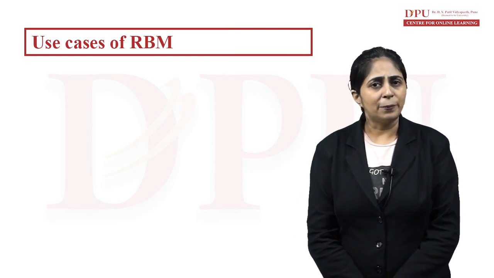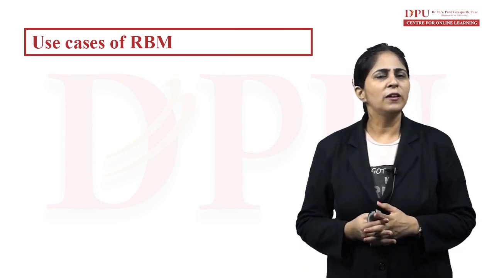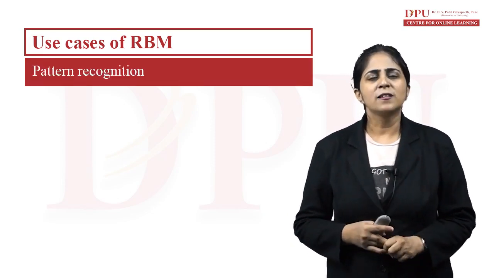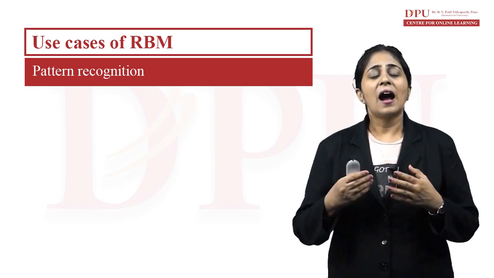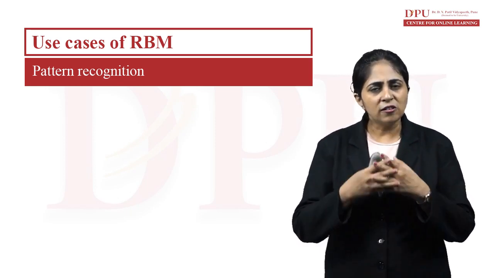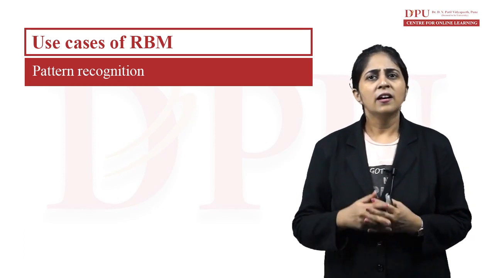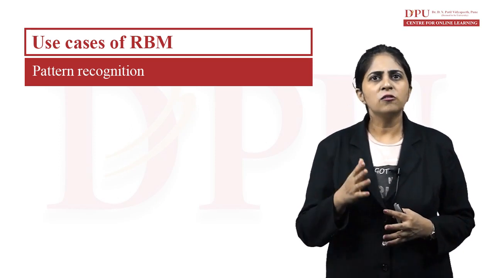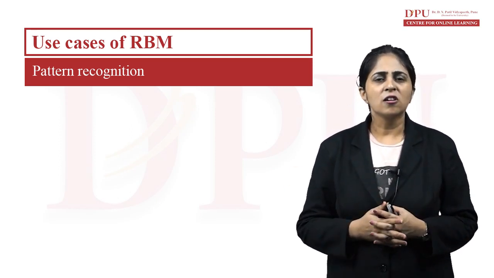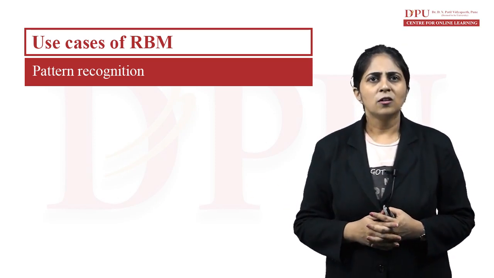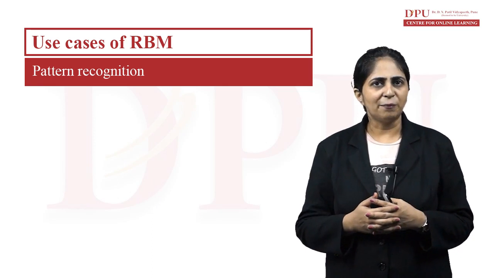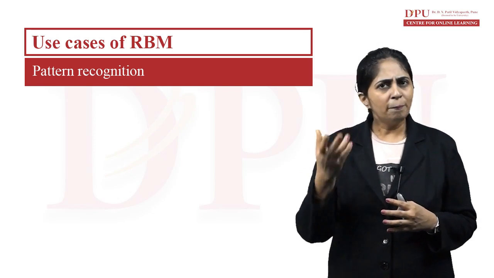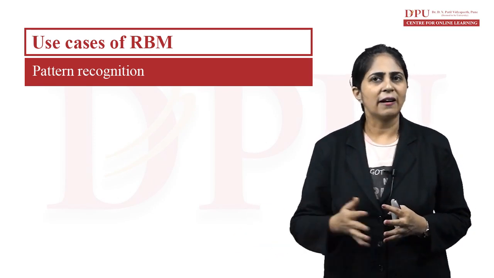Use cases of RBM, or we can say applications. Where do we apply our restrictive Boltzmann machine? The very first application is pattern recognition. The RBM is used for feature extraction in pattern recognition problems, where the challenge is to understand handwritten text or a random pattern. So there we can apply our RBM, where we are trying to understand the pattern of somebody's writing.